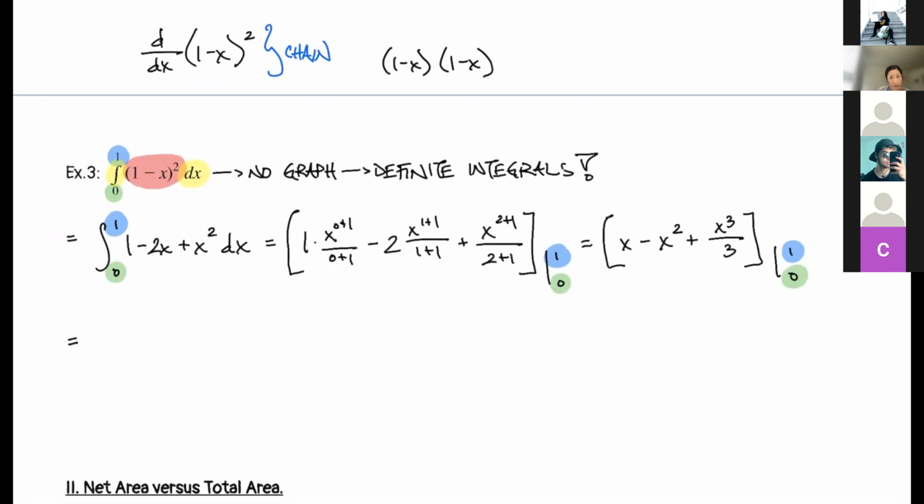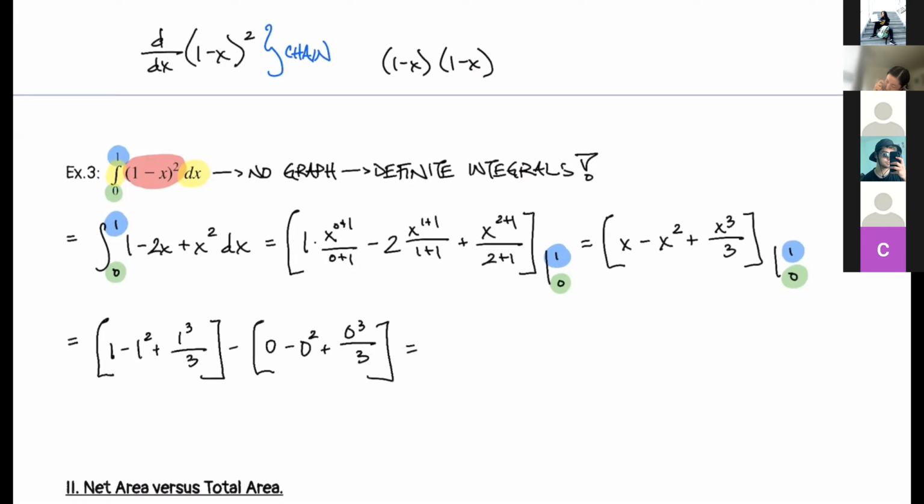All right, let's plug in our numbers. Let's see what we get. 1 minus 1 squared plus 1 cubed over 3, minus 0 minus 0 squared plus 0 cubed over 3. All of these are from plugging in the bottom number, and all of these come from plugging in the top number. And let's see, we get 1 minus 1 plus 1/3 minus 0. And so we get 1/3 as our area.